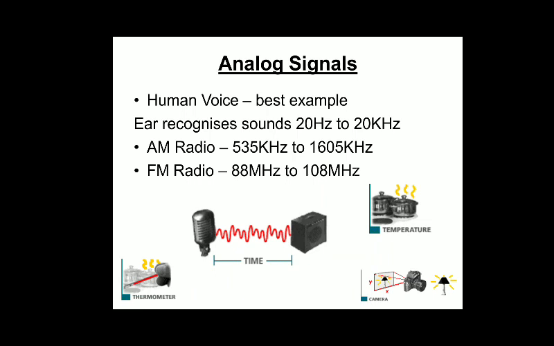Here are some examples of analog signals. Human voice is analog because its intensity and frequency can have any range within human capability. Human ear can recognize any frequency between 20 Hz and 20 kHz. AM radio and FM radio can attain any frequency value within their limits. Temperature reading on a thermometer can have any reading within its range. So all these are examples of analog signals.